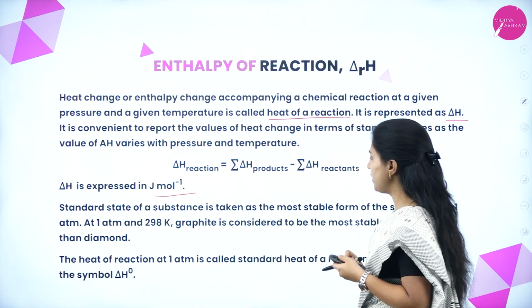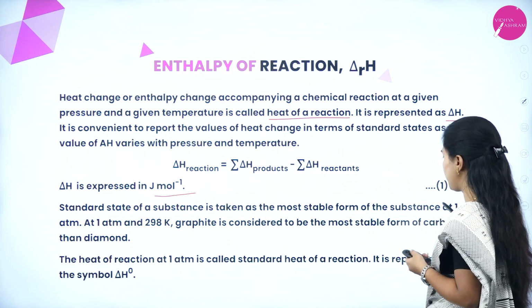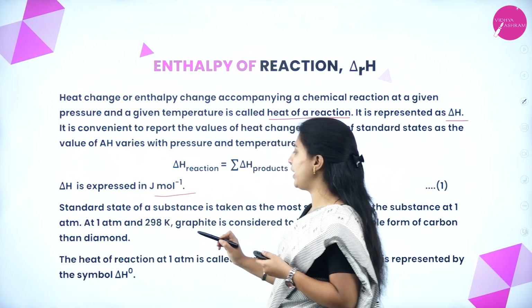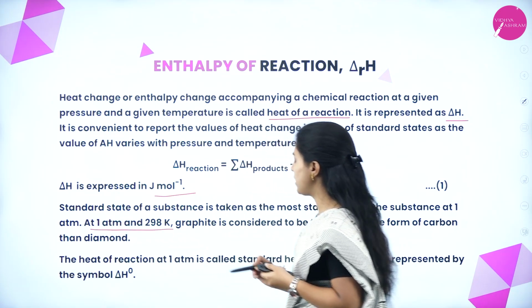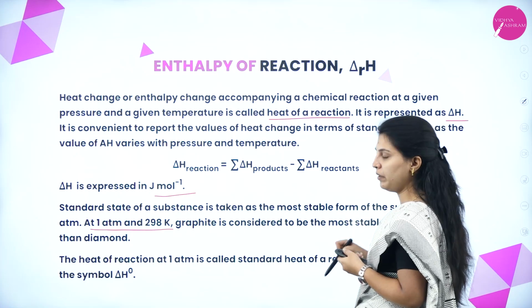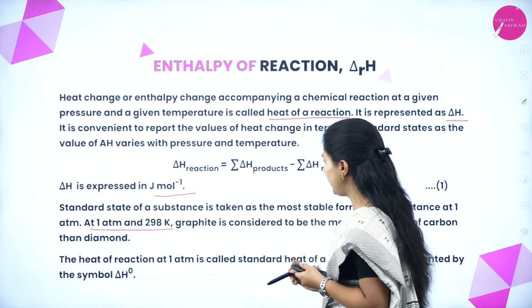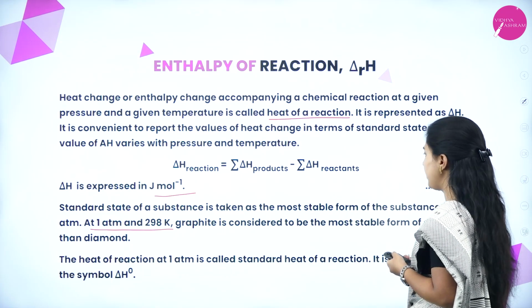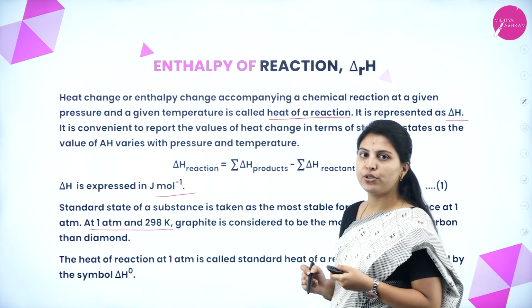Standard state of a substance is taken as the most stable form of the substance at 1 atmospheric pressure and 298 Kelvin. This is the standard STP. Graphite is considered to be a more stable form of carbon than diamond. The heat of reaction at 1 atm, atmospheric pressure, is called standard heat of a reaction. It is represented by delta H naught.